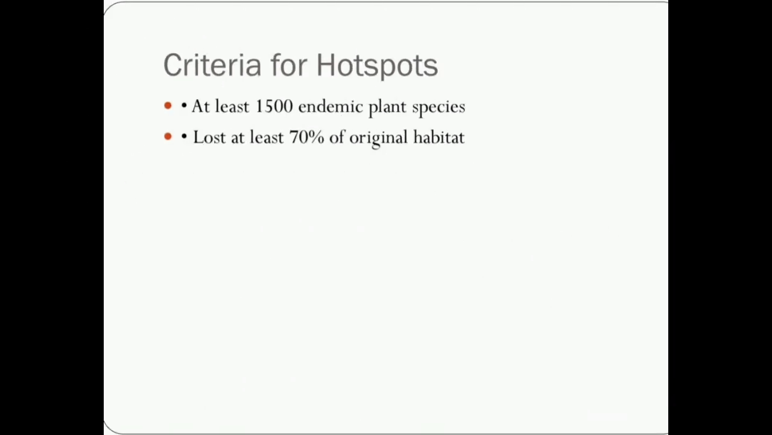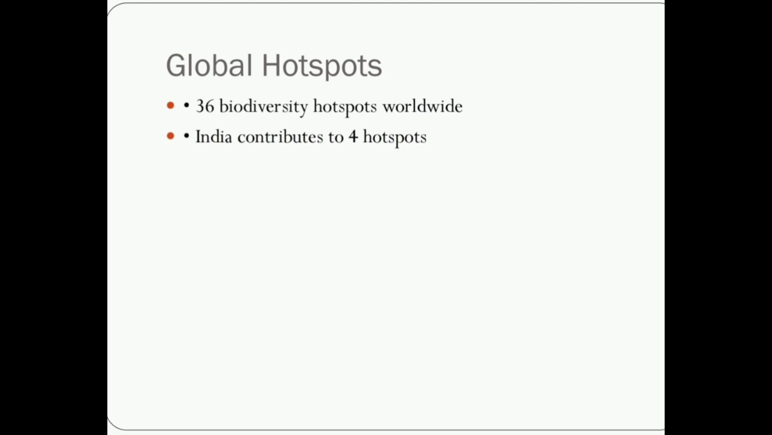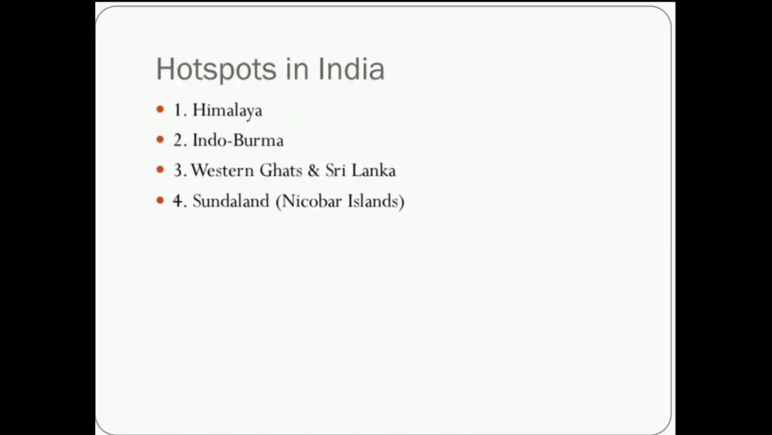Generally, hotspots are the places which have at least 1500 endemic plant species and have lost at least 70% of the original habitat. There are about 36 biodiversity hotspots worldwide, whereas India contributes 4 hotspots. The 4 hotspots in India are the Himalaya region, Indo-Burma region, Western Ghats and Sri Lanka, and Sundaland.